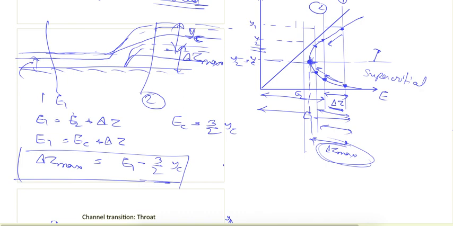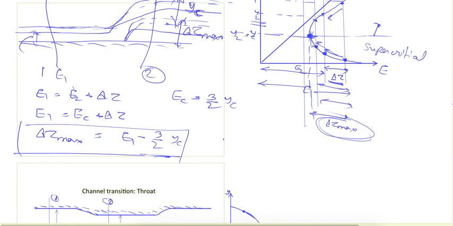This is how we find out the maximum height of hump, which is the maximum height without changing the upstream depth. And if the upstream depth is changing, then this upstream specific energy will also change, but the downstream depth will still remain at the critical depth.